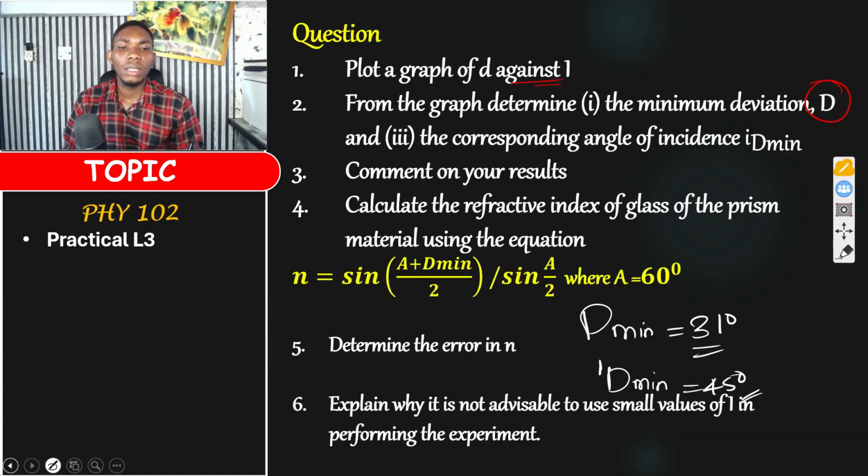Now the next one is to calculate the refractive index of the glass material using the equation. The equation is N.